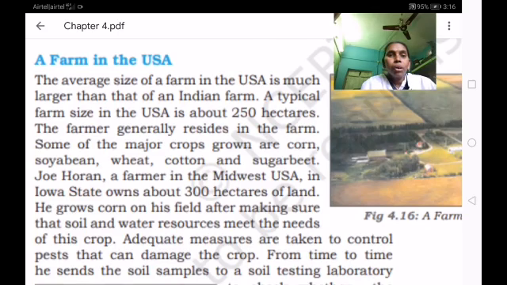He grows corn on his field after making sure that soil and water resources meet the needs of this crop. He observes how much water content there is and how the soil is, everything. After the observation, he starts plowing the land and sowing the seeds. Adequate measures are taken to control the pests that can damage the crop.